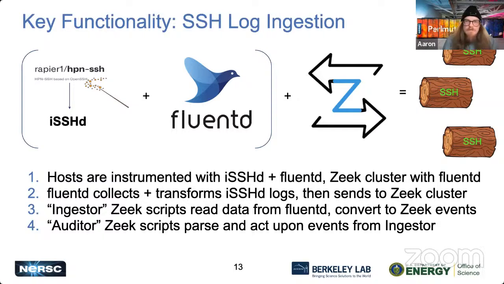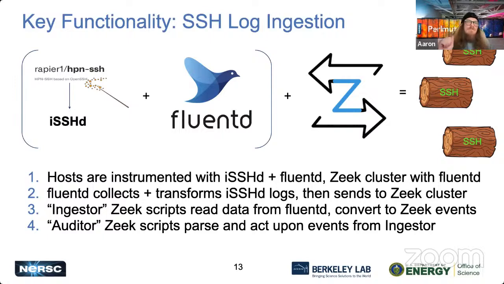Login nodes are the large bulk of the systems that have SSH monitored, but any system in which we expect end users to be SSHing into. We will install ISSHD, obviously, and the Fluent daemon, and we will configure fluentd to send logs to a different Zeek cluster, not the same Zeek cluster that's monitoring our edge network or anything, but a separate Zeek cluster.